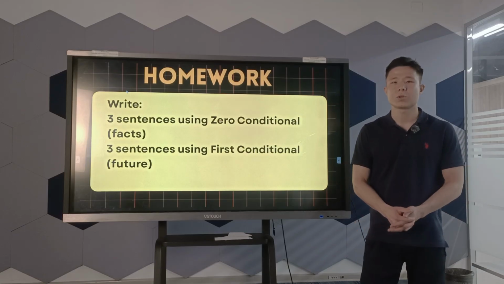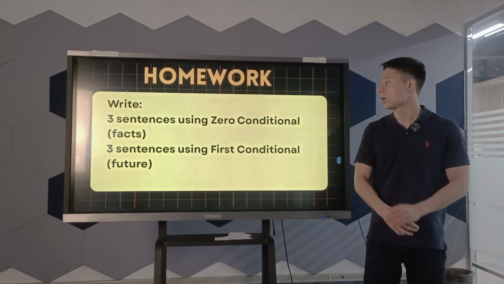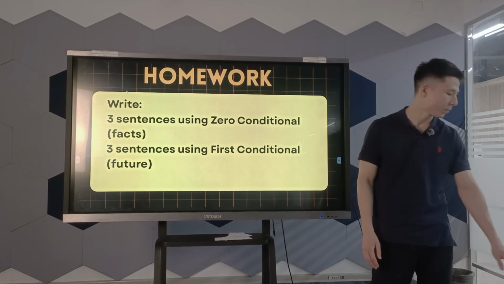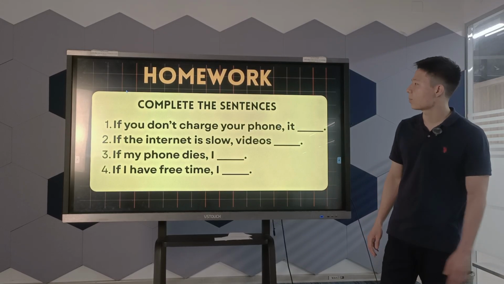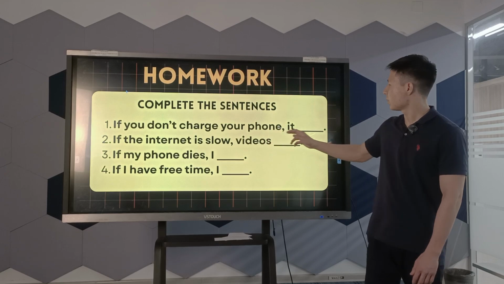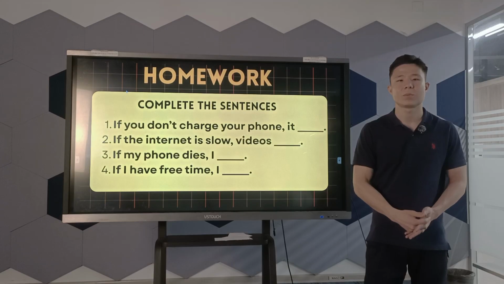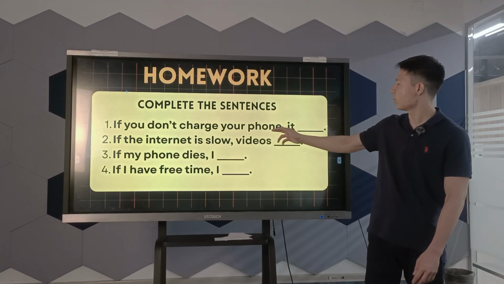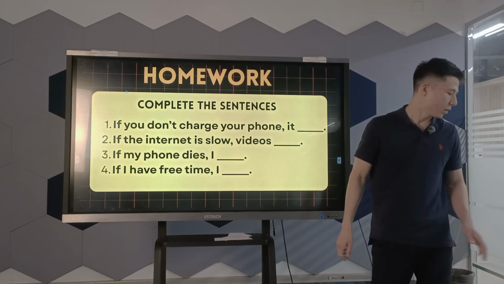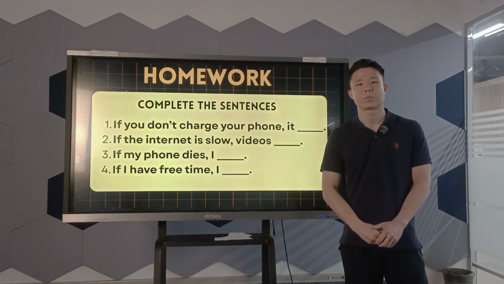So for homework, you should write 3 sentences using zero conditional facts, and also 3 sentences using first conditional. Next, second part of the homework, complete the sentences. You should fill these gaps with certain words. So if you don't charge your phone, it stops working. Yeah. Okay, so that's it. Thank you for watching, and I hope you liked it.